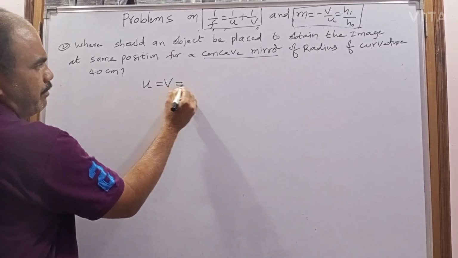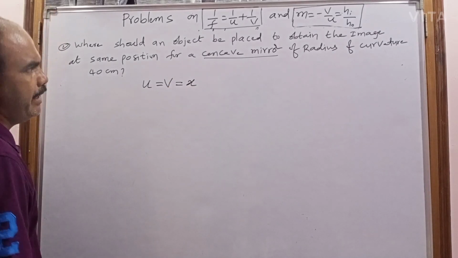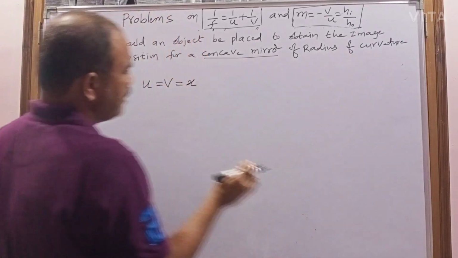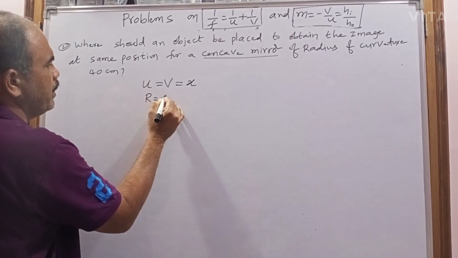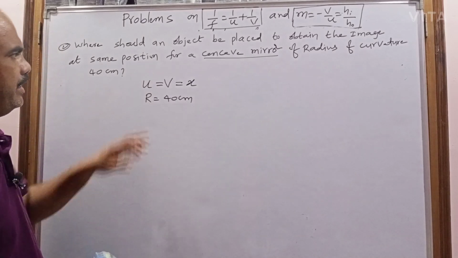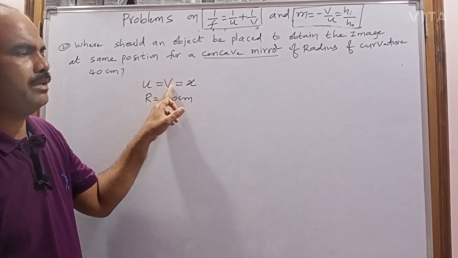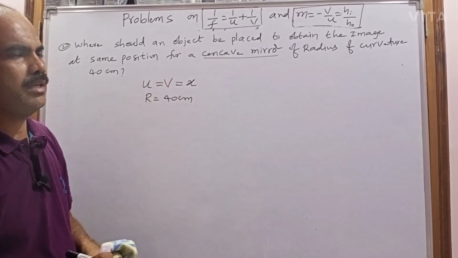So let that be considered X. And again, which type of problem is it? Concave mirror problem. And what is given? Radius of curvature is how much? 40 centimeter. R is given. R equal to 40 centimeter. Then you have to find U and V. When we find the U we also get the V, because both are the same.